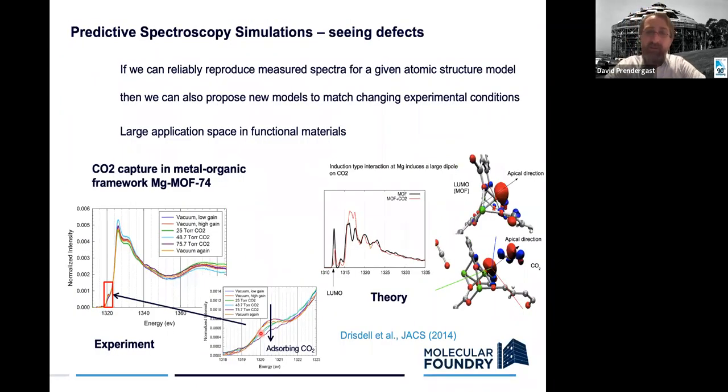But now, let's say you have this tool, so you can reliably reproduce measured spectra for a given atomic structure. So consider that like a black box, okay? If that works, then you have the freedom as a theorist or a computational scientist to propose new models, any kind of atomic structure that you like, any kind of electronic state, and begin to propose those models as ways of matching, let's say, some changing experimental condition or some unknown feature that exists in a measurement that people don't understand. You can throw whatever you want at it and try to see if you can mimic that case.